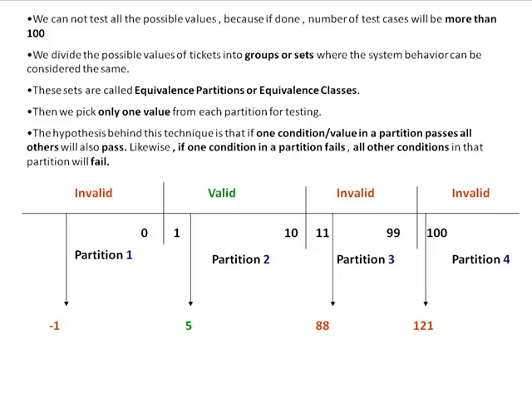The hypothesis behind this technique is that if one condition or value in a partition passes, all others will also pass. Likewise, if one condition in a partition fails, all other conditions in that partition will fail. That is all to equivalence partitioning.